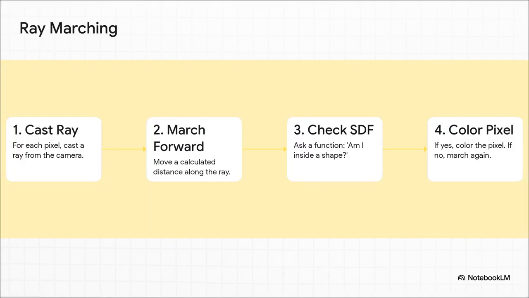The process, when you break it down, is surprisingly simple. For every single pixel on your screen, the shader fires out a ray. It then marches a short distance along that ray and asks a simple question, a math function really: Am I inside an object yet? If the answer is no, it just marches forward again. If the answer is yes, boom, it colors the pixel. That's it. You are literally rendering complex 3D shapes from nothing but an equation.